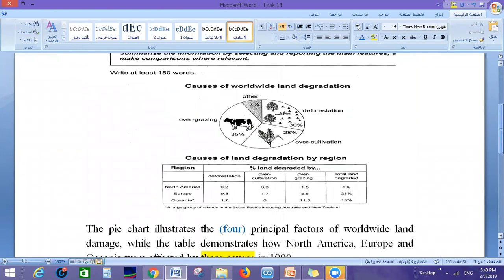So basically we have a chart. We have causes of worldwide land degradation. Okay. Overgrazing, overcultivation, and deforestation.